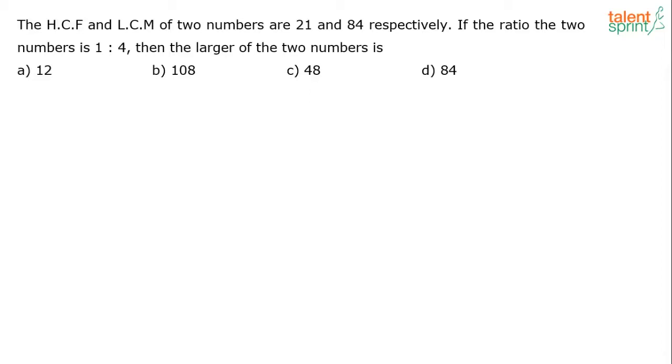The HCF and LCM of two numbers are 21 and 84 respectively. You should know that standard equation, right? For two numbers where LCM and HCF are given, the product of the numbers will be equal to the product of LCM and HCF. That's it. Now he says the ratio of the two numbers is 1:4. So what is the larger number? Quick. 45 seconds is what you have, but ideally you should be able to crack this in not more than 10 seconds.